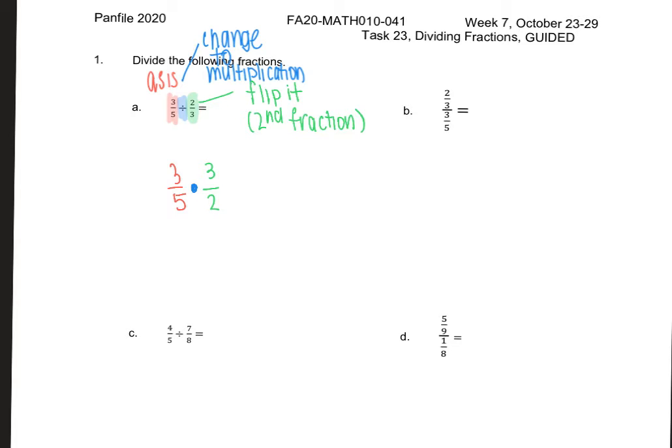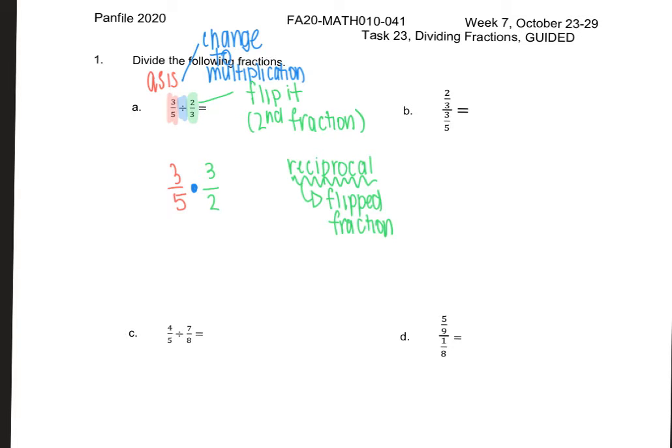and that becomes 3 over 2. Anytime you flip a fraction, the numerator becomes the denominator, the denominator becomes the numerator. That is called the reciprocal. So again, just talking about those vocabulary tidbits, that's an important one.